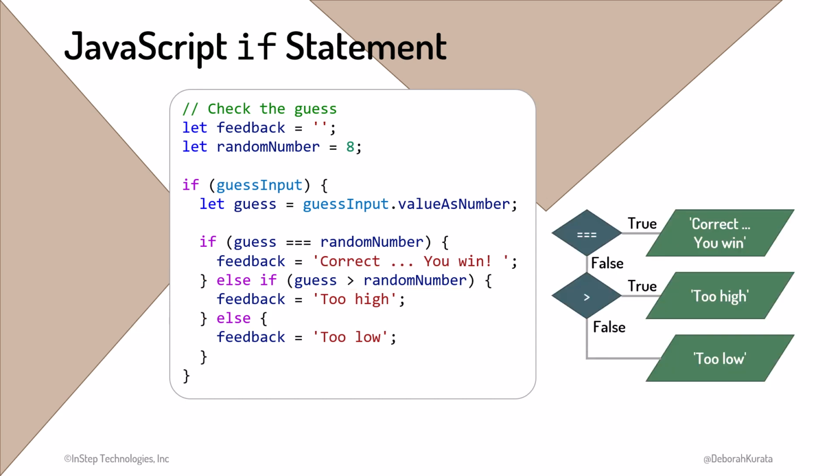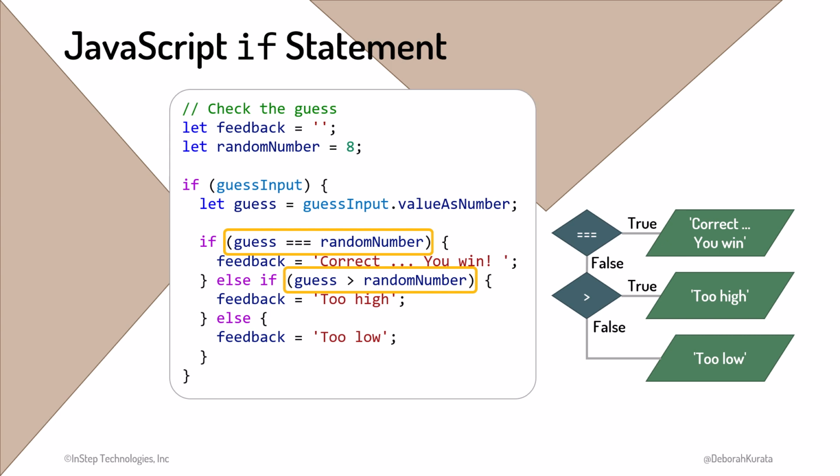Let's look at this as a flowchart. On the flowchart, the decision criteria is shown as a diamond. If the user's guess exactly matches the random number, the decision criteria is true, and we set the feedback to correct, you win. If the if statement decision criteria is false, the else if decision criteria is evaluated. If the user's guess is larger than the random number, the else if decision criteria is true, and we set the feedback to too high. If the else if condition criteria is false, we set the feedback to too low.